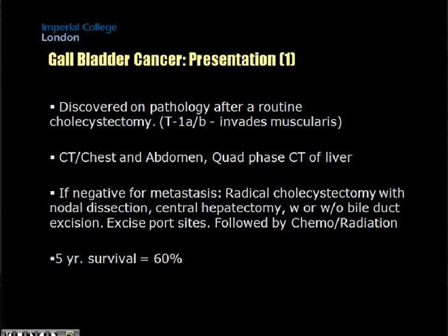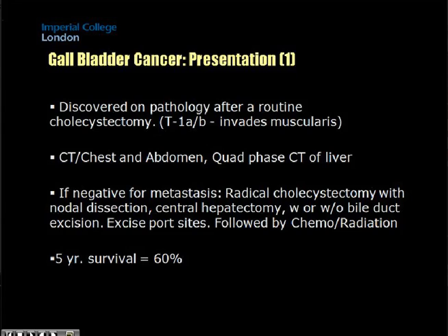The first presentation is really, most of these cases are actually discovered on pathology after routine cholecystectomy. And there will be some classification histologically. And the key thing is really whether there's been invasion of the muscularis. Once this diagnosis is made, you end up having to do staging with CT of chest and abdomen. And you really want to do a quad-phase CT scan to really define the extent of the disease within the liver. Now, if it is negative for metastasis, you go on for a resection.